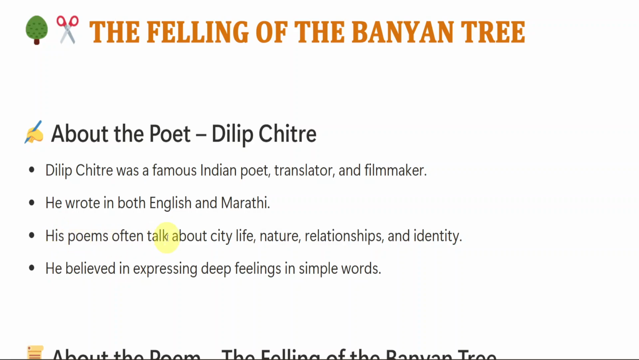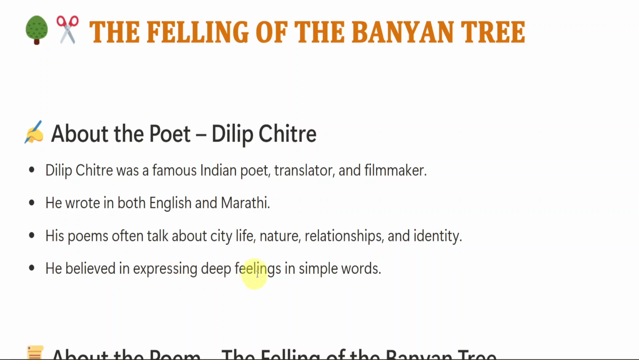His poems often talk about city life, nature, relationships, and identity. So whatever happens in the city, how life is in the city, what goes on in the city, how nature is, or what nature is, how relationships or bonds are between people, or identity. These are the main themes. If you want to mention the themes of Dilip Chitre's poems, they mostly talk about city life, nature, relationships, and identities.